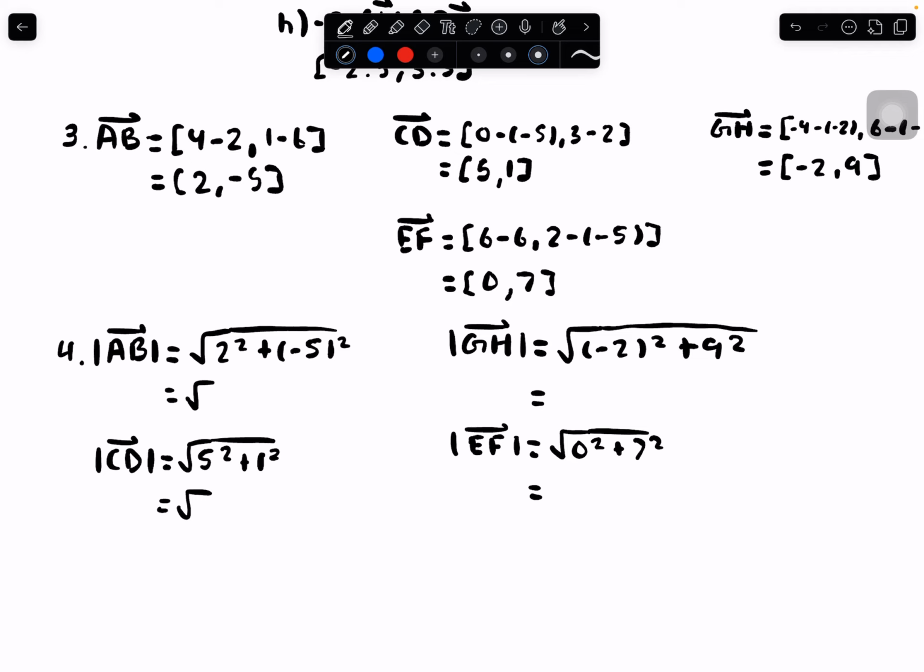2 squared plus 5 squared is 29. 25 plus 1 would be square root of 26. And we have 7 for this guy. And then we have 0 squared plus 9 squared, square root of 85. Nice.